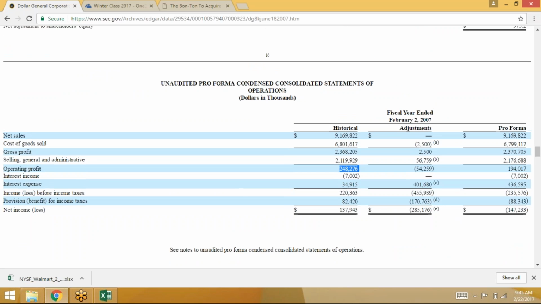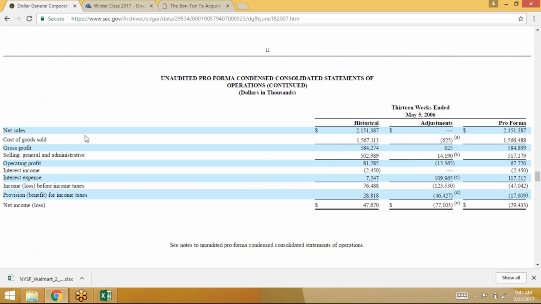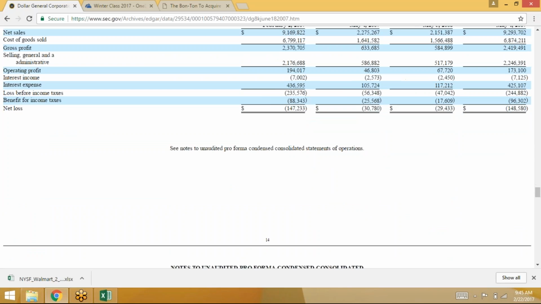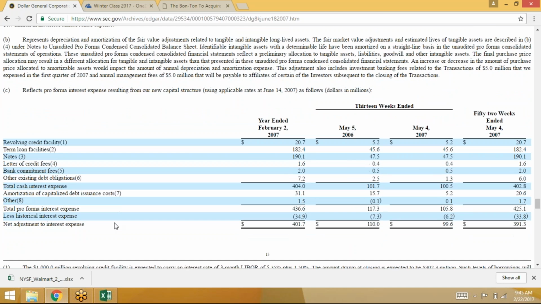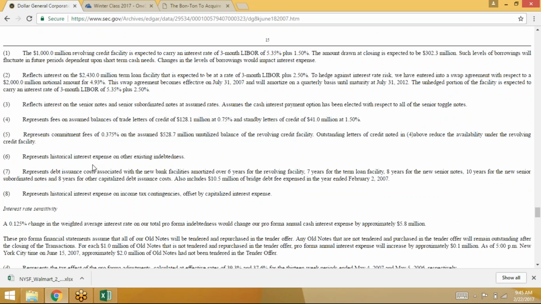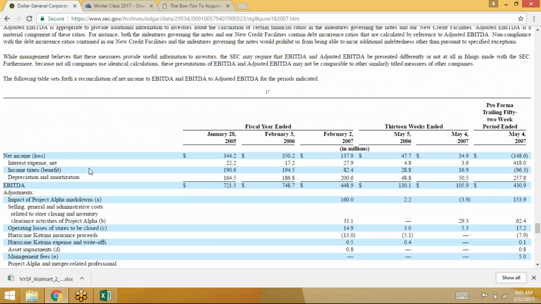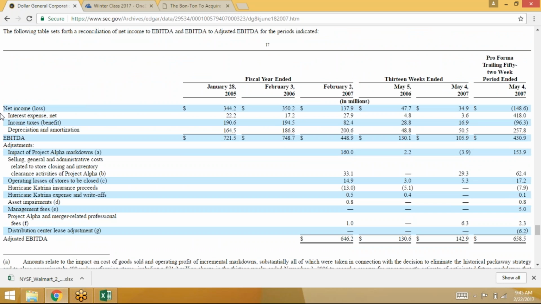No, these are operations. These are more operations, just a different time period. More operations. Nothing helpful here. Here we go. Here's depreciation and amortization, fiscal year 2007. I can add 200.6 to the EBIT, and it's going to give me 448.9.